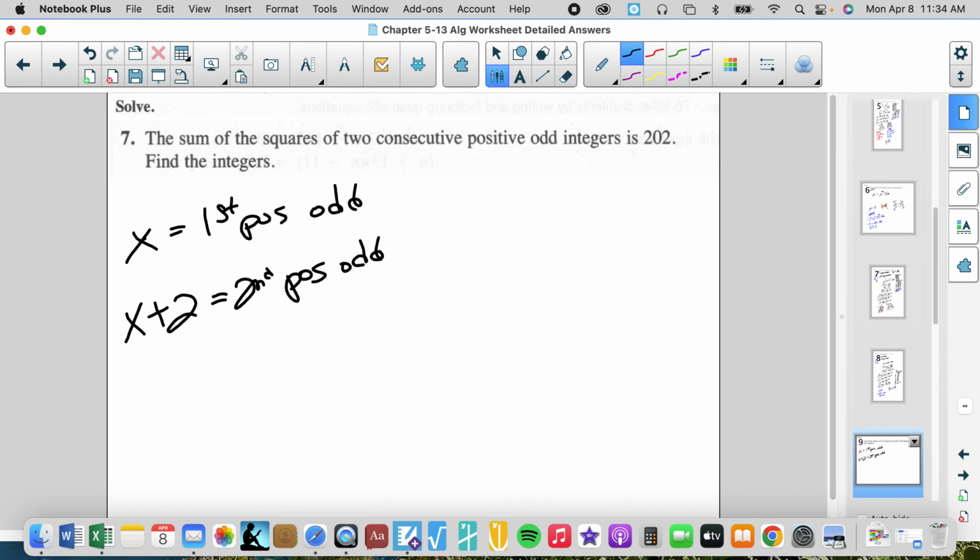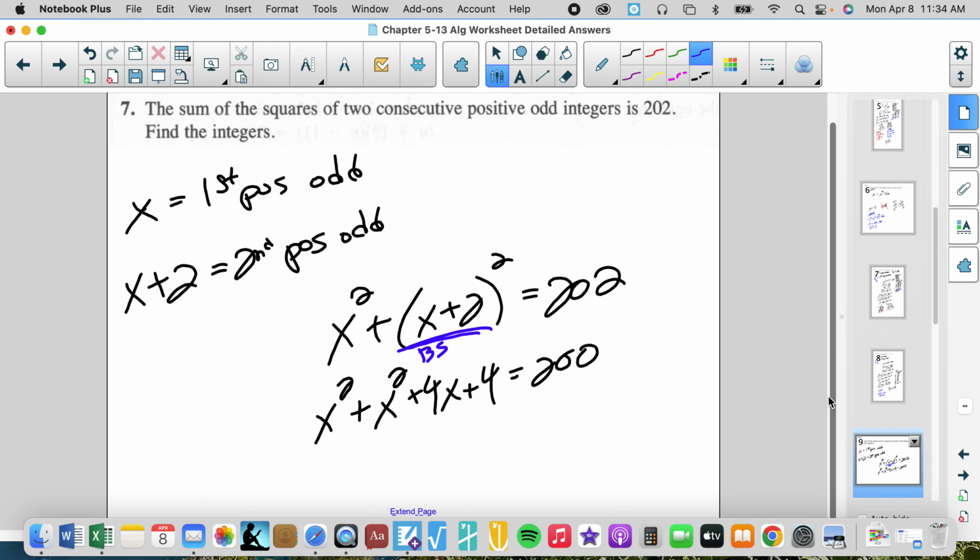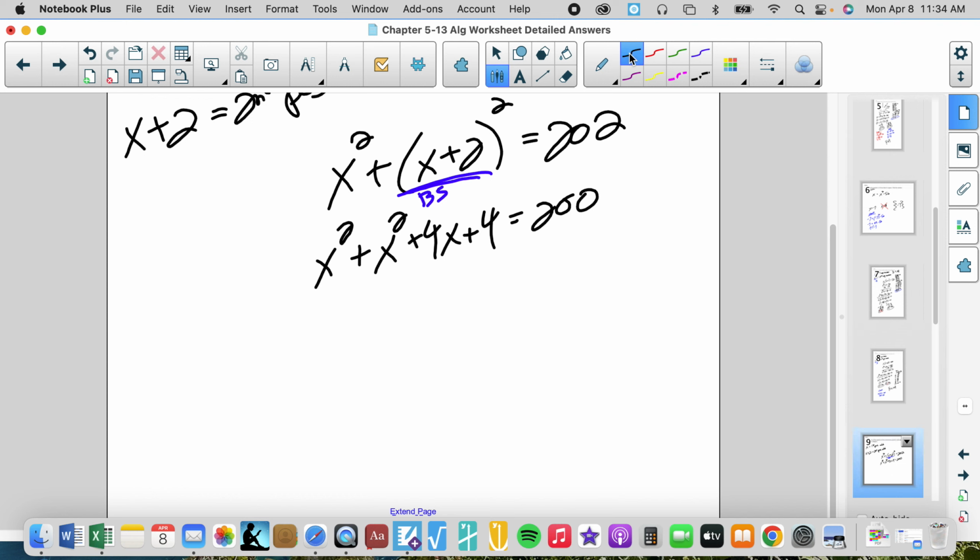So find the sum of the squares of two consecutive. So we have x squared plus the quantity x plus 2 squared equals 202. So we get x squared, and this is going to give us x squared plus 4x plus 4 equals 202. We know how to take a binomial square. We know the shortcut, the template. We're going to add those. That's 2x squared plus 4x plus 4 equals 202.